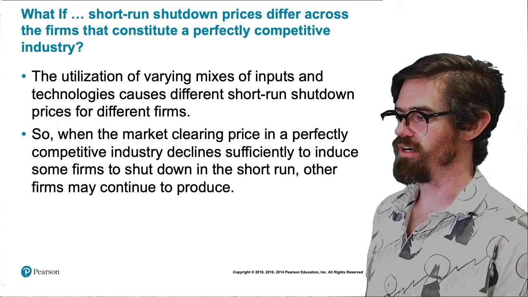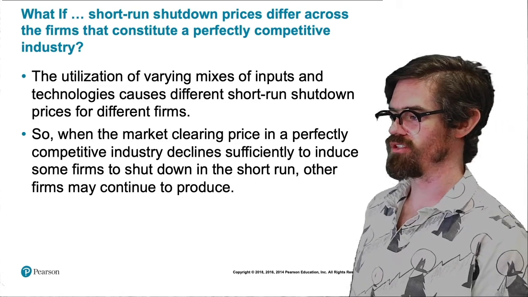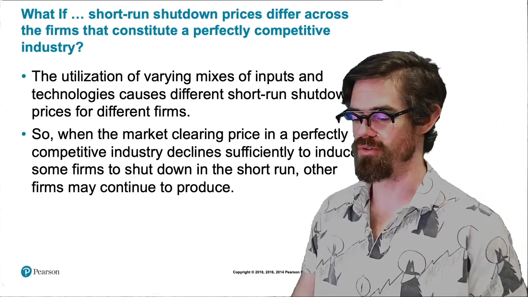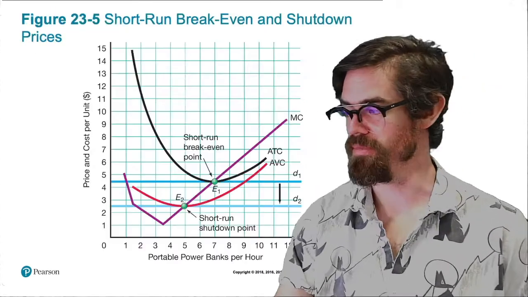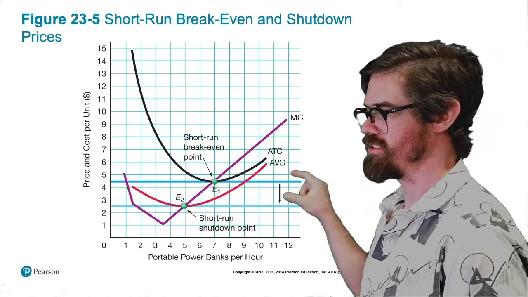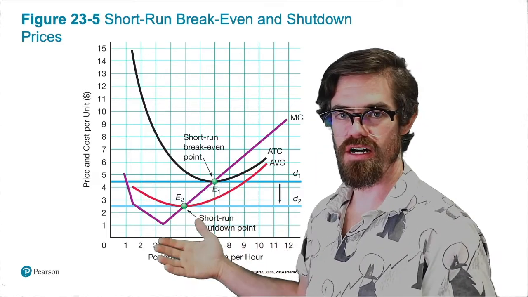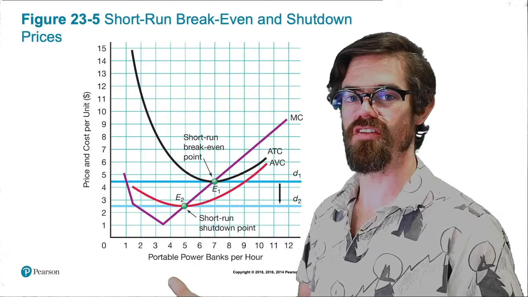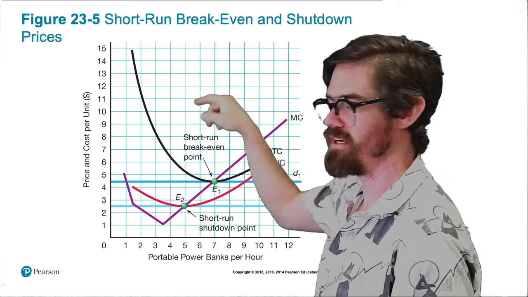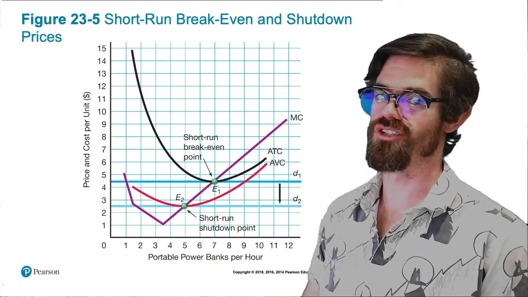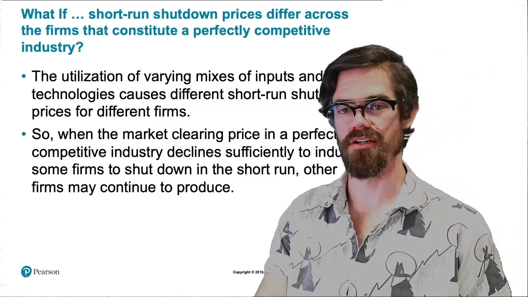And so basically what happens when the market clearing price in a perfectly competitive industry declines sufficiently to induce some firms to shut down in the short run, others might continue to produce. So that's basically what's happening. And what that means is that firms that have lower costs, which means these two U-shaped curves are lower, can more easily survive lower prices, whereas firms that have higher costs, so U-shaped curves that are maybe up here, are going to be the first ones to shut down and go out of business because they have higher costs. Okay, so that's basically what we're talking about here.